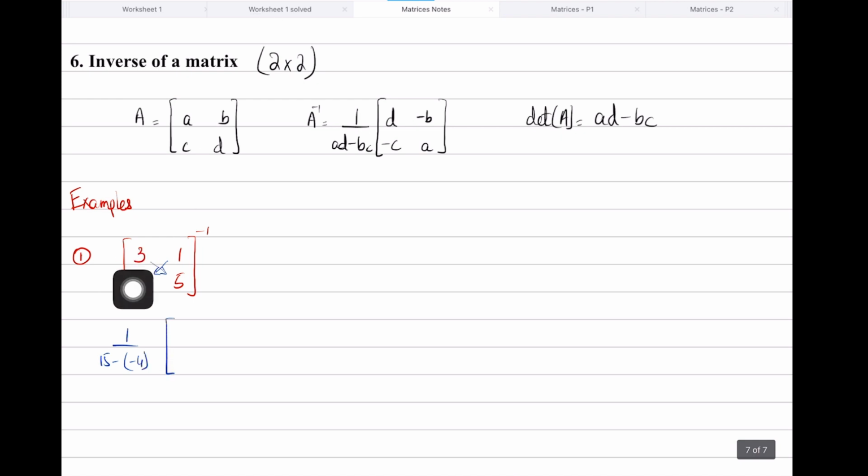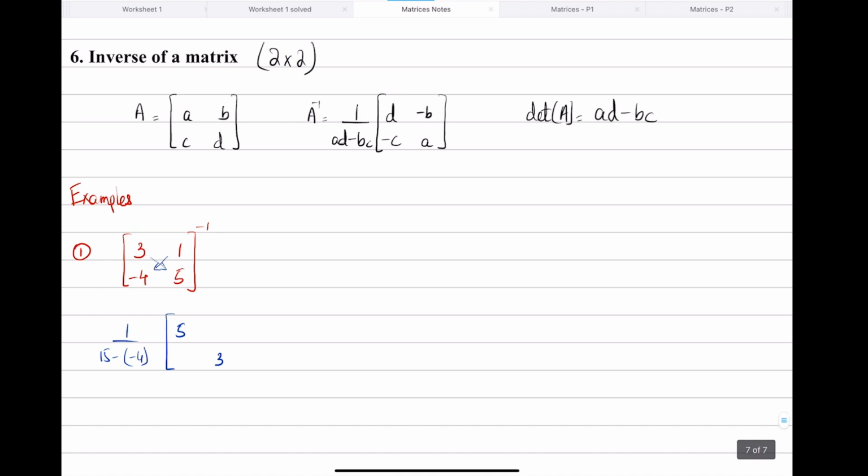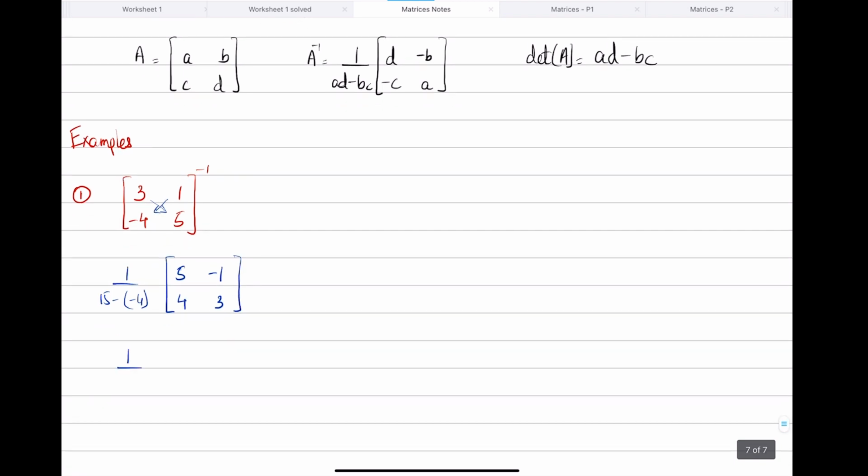And then what you do is A and D swap places. So in place of 3, we have 5. In place of 5, we will now have 3. 1 and minus 4 will change signs. So the sign of 1 will now be minus 1. The sign of minus 4 will now be 4. And now what you have is 1 upon 19 into 5, minus 1, 4, 3.